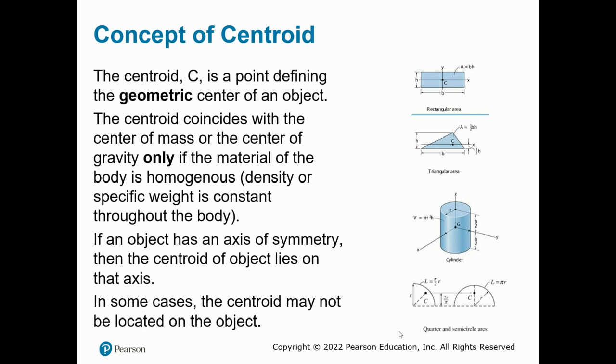But centroid C is a point defining the geometric center of an object. Centroid, one more time, is the geometric center of the object. Centroid and the center of gravity will be the same point only if the material of the body is homogeneous. So in other words, if the entire body is made of the same material, same density, then centroid and center of gravity become the same point.